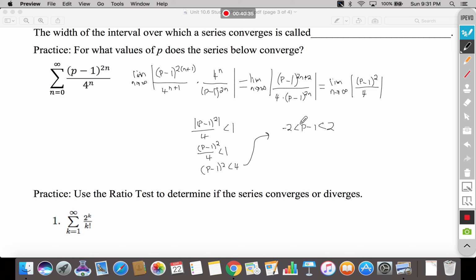And we'll add 1 to everything here. Now I get negative 1 is less than p is less than 3. All right, so those are the values of p that will make everything work for me. All right, so there's that one.